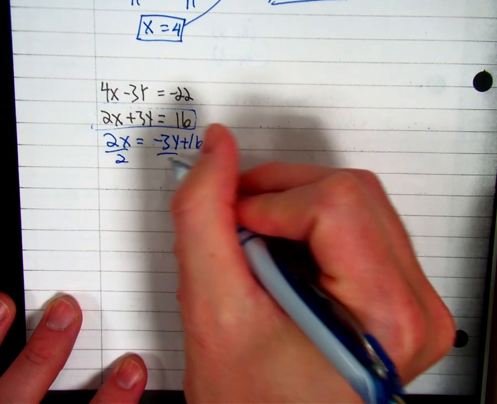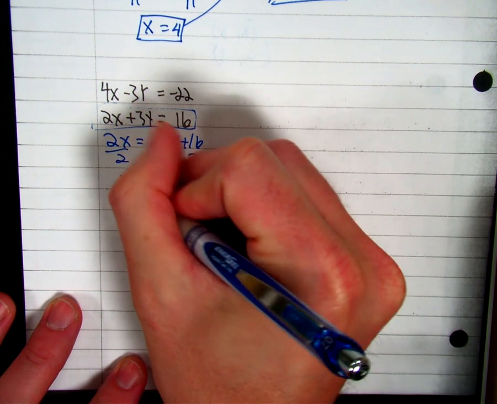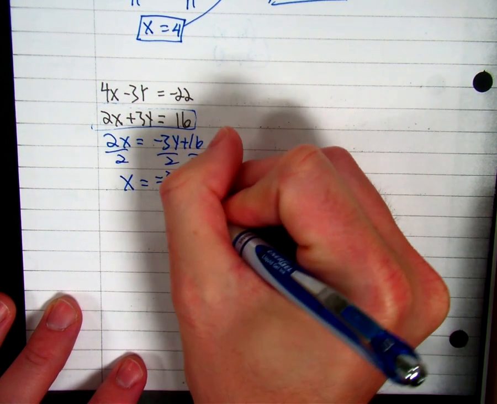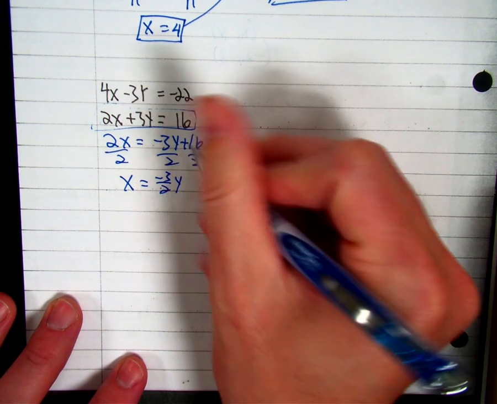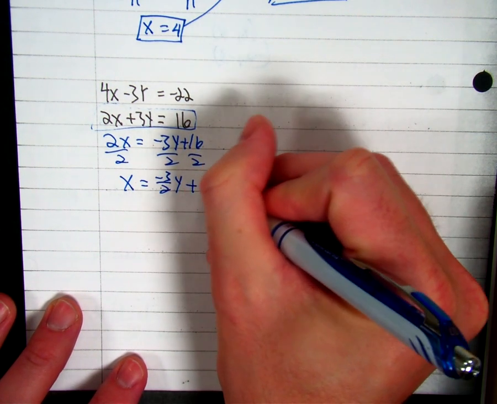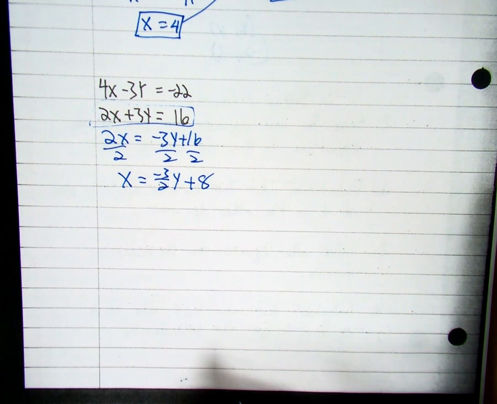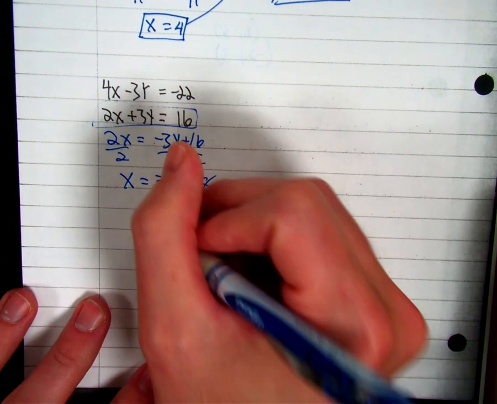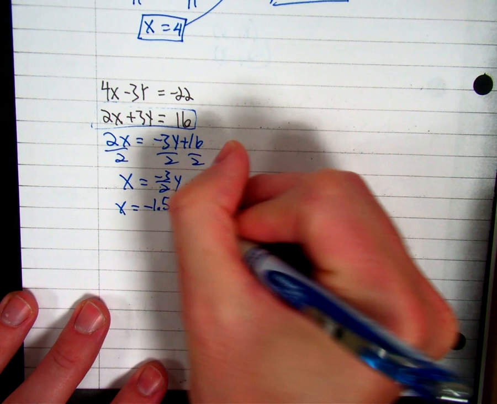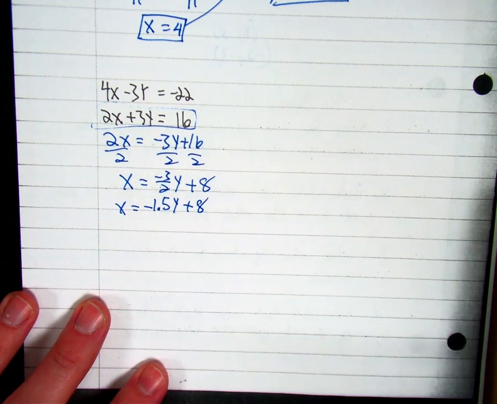And now I'm going to divide by 2. So now we have negative 3 halves y, or negative 1.5y if you want to be a decimal person, that's fine. And then plus 8. Maybe this would be less intimidating as a decimal. Let's do that. Negative 1.5y plus 8.